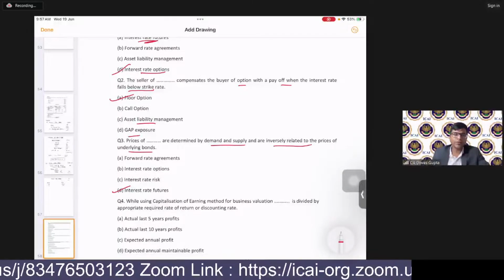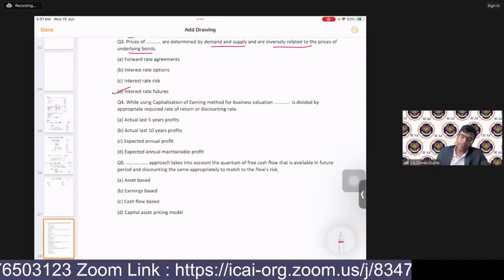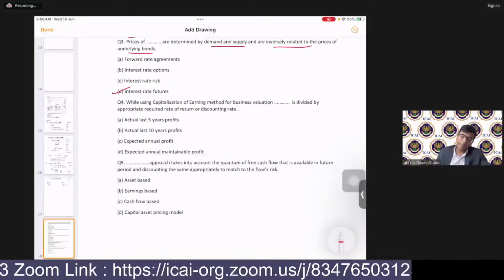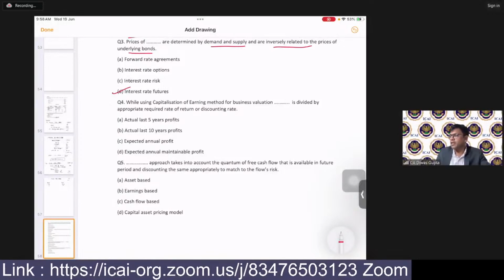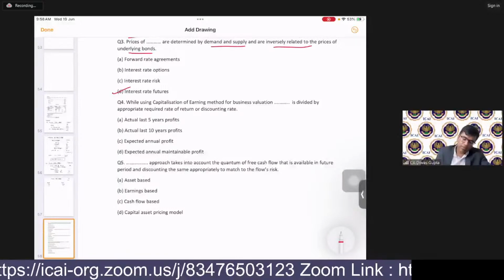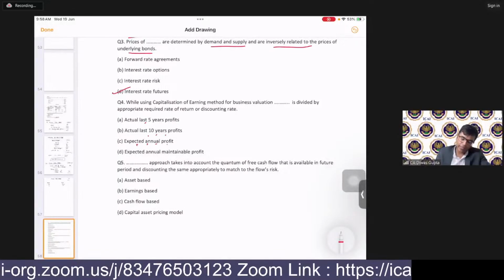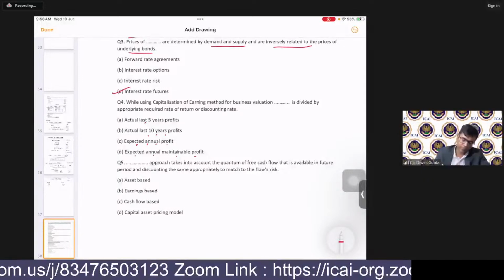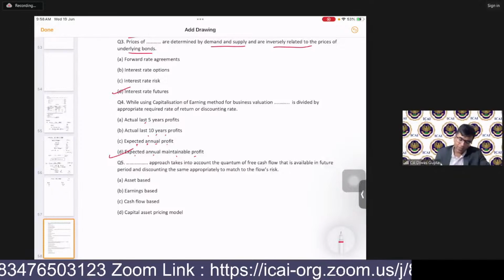Now the next question. While using capitalization of earnings method for business valuation, dash is divided by the appropriate required rate of return or discounting rate. Very good, Munish. Now I think your answers are coming. Is it actual last 5 years profit, last 10 years profit, expected annual profit, or expected annual maintainable profit? The correct answer is D. Very good, Abrikesh.